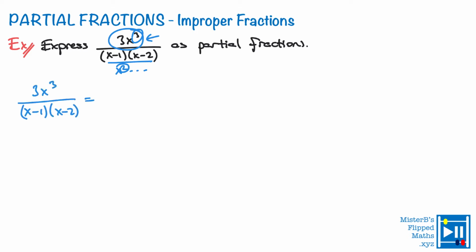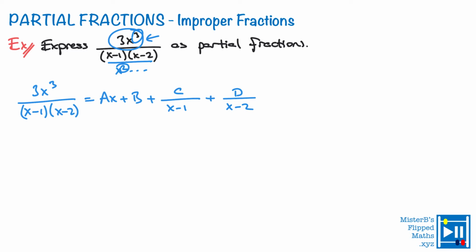We have seen in the first video that if we do long division, we end up with a quotient of the form ax plus b. So we have to start our partial fraction decomposition with this quotient. And then we go on with the remainders being c over x minus 1 plus d over x minus 2.